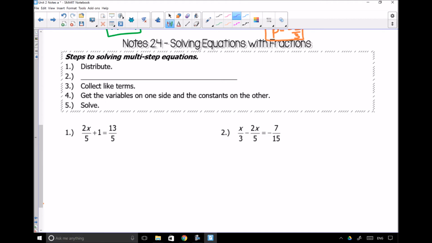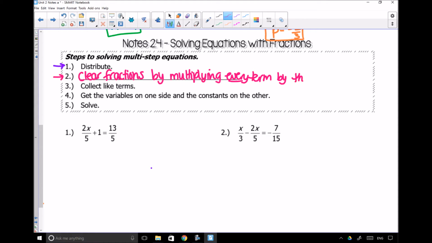So let's go ahead and look at our list of steps. This is exactly the same thing that we had before. So step 1 was to distribute. This is the same. Step 2 is going to be a little bit different. Step 2, we're going to add a step in between. What we want to do here is we want to clear fractions by multiplying every term by the LCD. And remember, the LCD is just our least common denominator, okay?